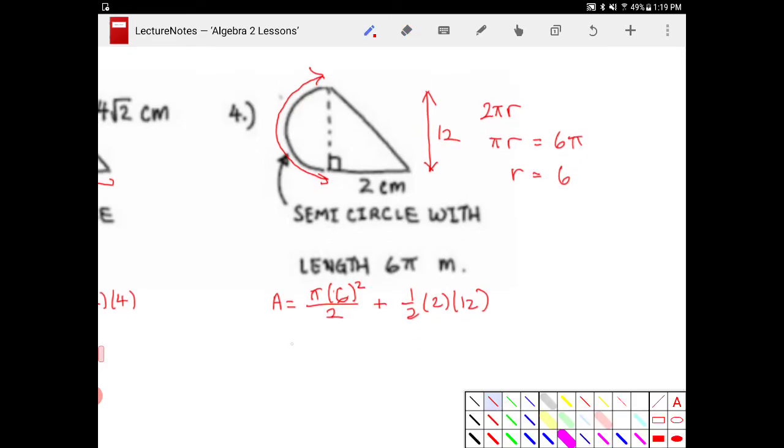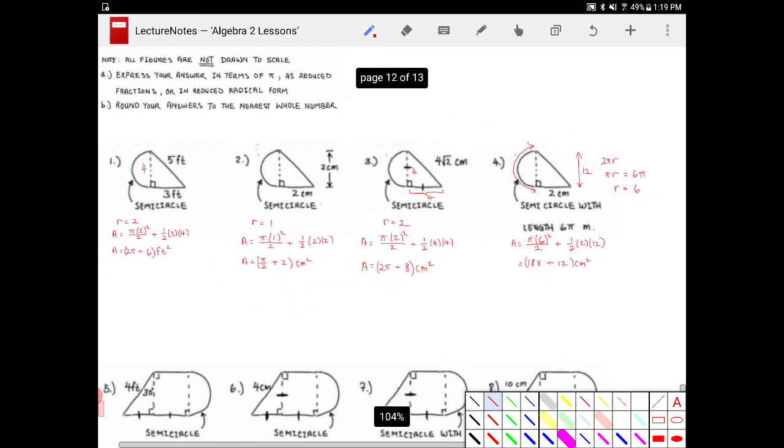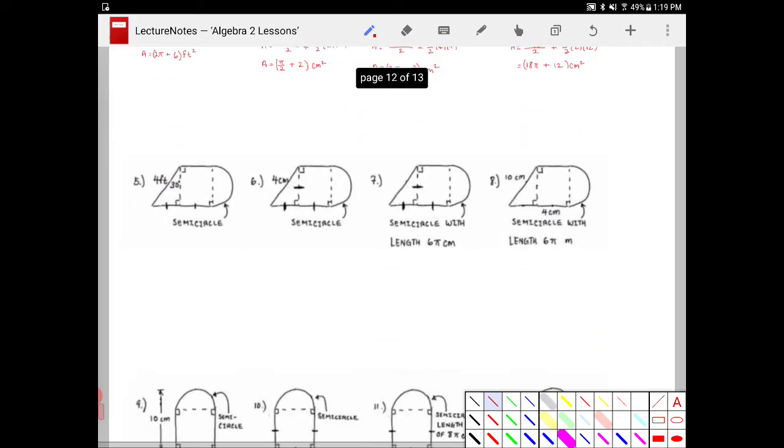Okay, so therefore, this is going to be 18 pi, because 6 squared is 36, divided by 2 is 18, plus 12. And this is going to be in units of centimeters squared. All right, moving on.